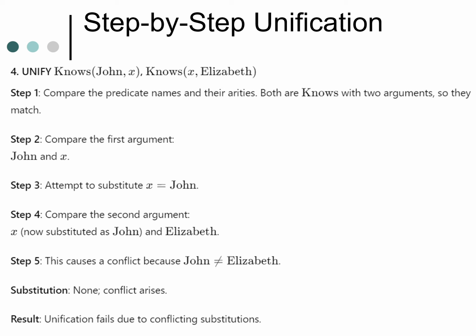Since we have the same variable in different arguments of different expressions, the conflict arises here, as John is not Elizabeth. Once the conflict arises, the substitution fails, and even the unification fails. The unification fails for this sentence due to the conflicting substitutions. Once the conflict arises, the substitution will also fail.